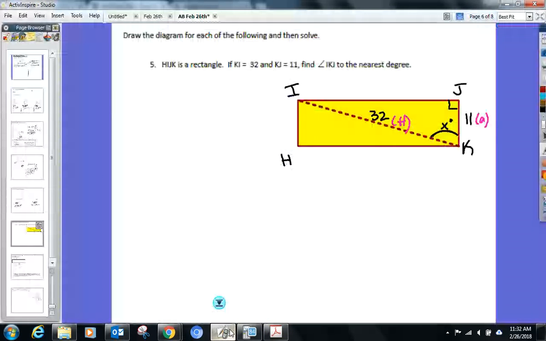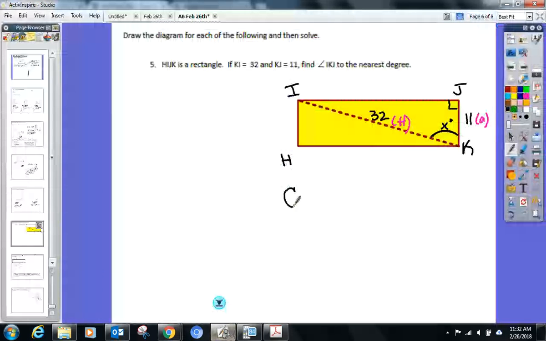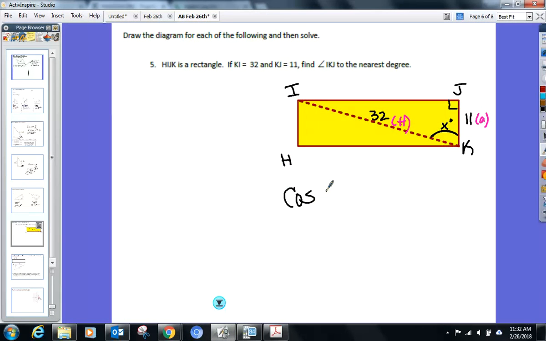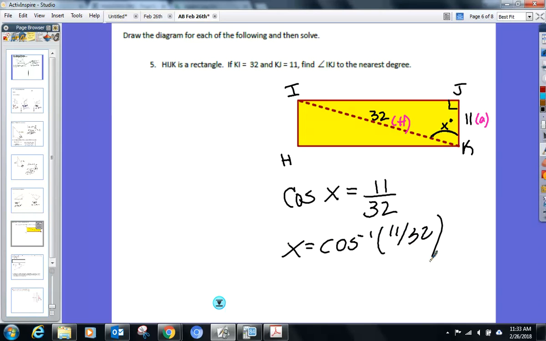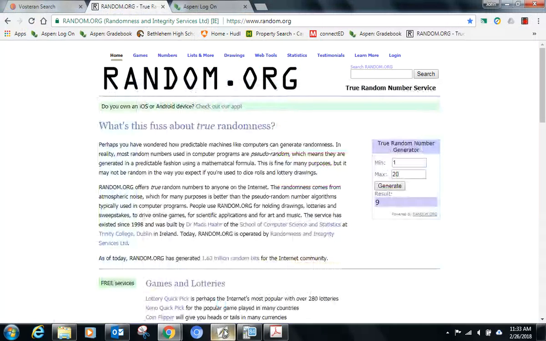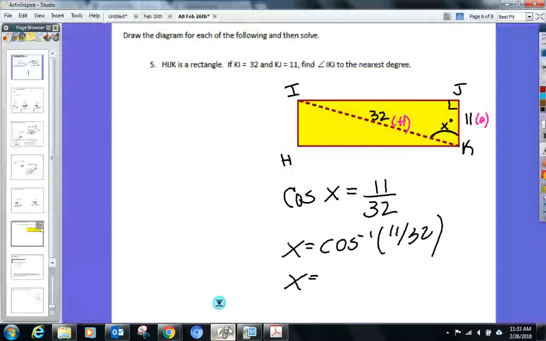Cosine, want to set it up, Justin? Cosine of x? 11 over 32. Yep, it's all right. I'm just jumping ahead. 11 over 32. You know the ratio? Use the inverse. If I know the ratio, I'm using the inverse. So inverse cosine, 11 over 32. And that ends up being, what do we go, nearest degree? Perfect. 18.